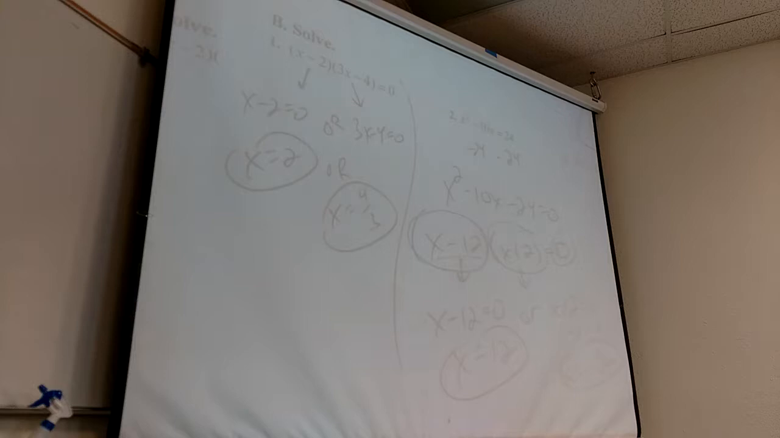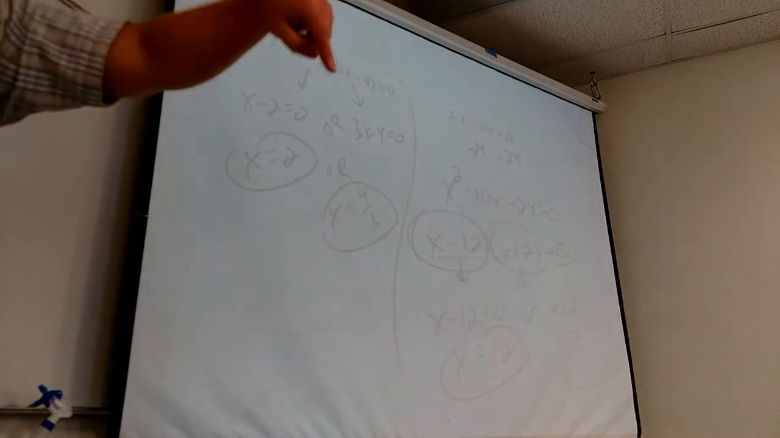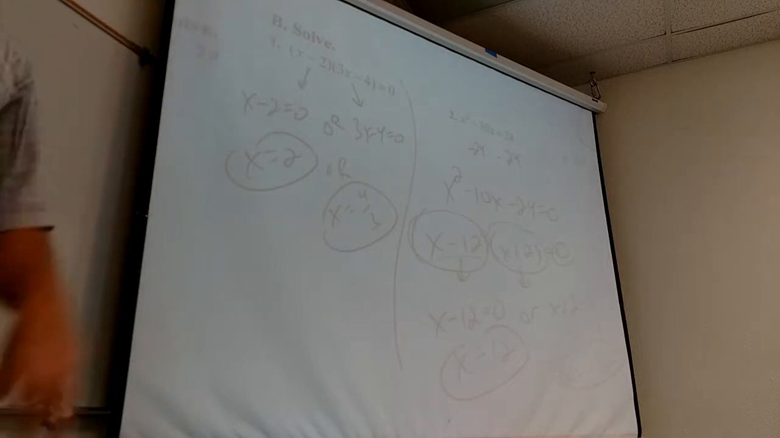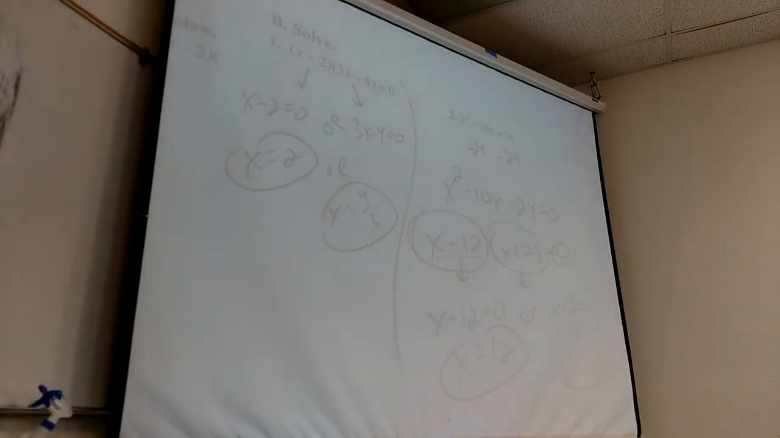So when you have something times something is 0, you can immediately set each of those things equal to 0, because one of them has to be 0. That's the only way the equation works. That's why those values you get for x make the equation work.